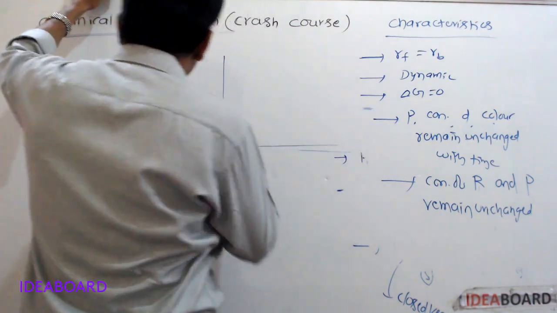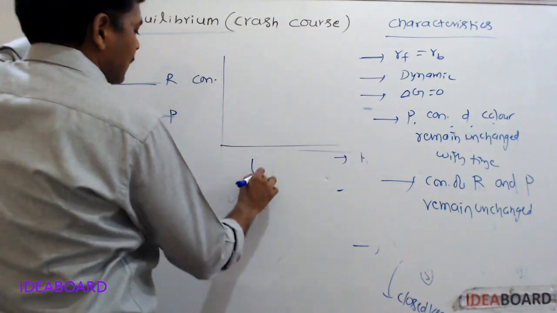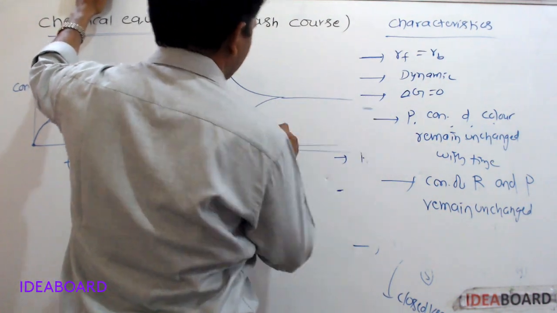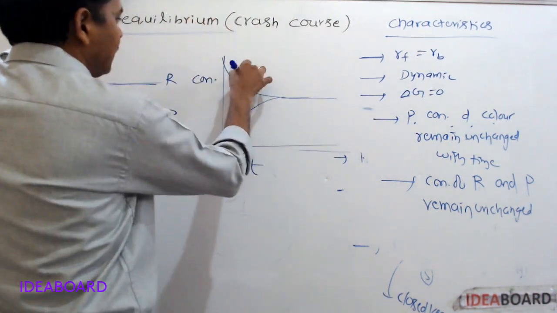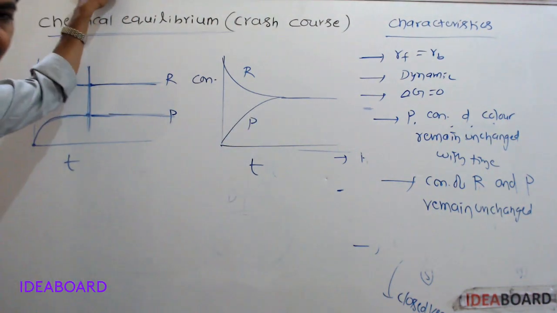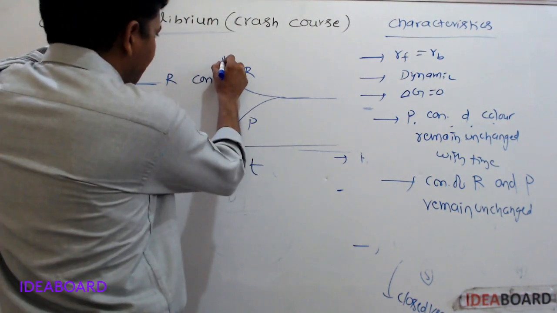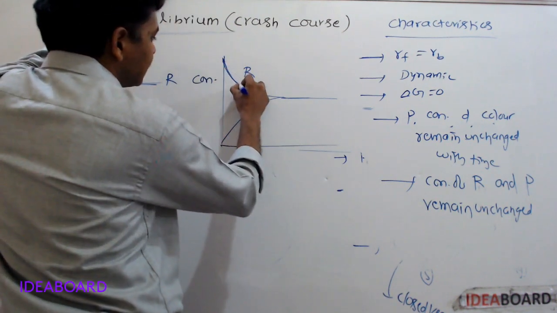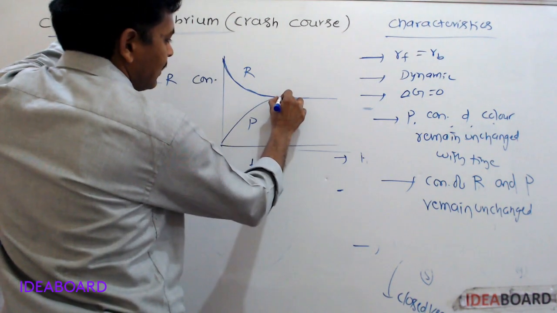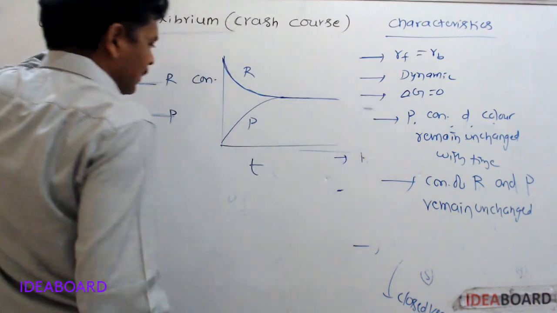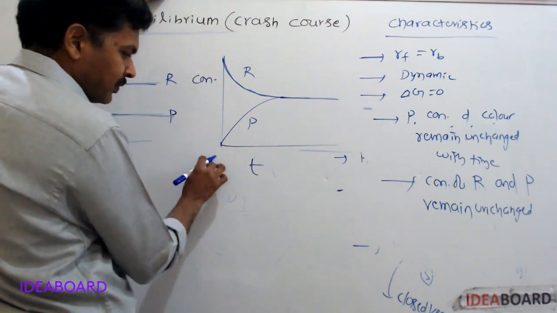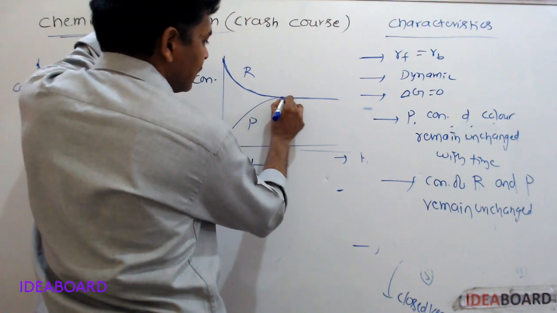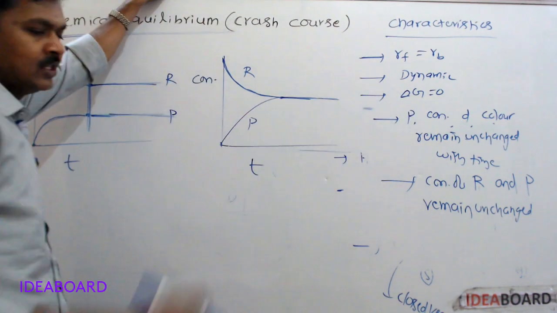Equilibrium can be established like this also: concentration versus time, for reactants, for products. Initially, the concentration of reactants is maximum. As time proceeds, it decreases. Till here it decreases. After reaching this point, it remains the same. Products are initially 0. As time proceeds, the concentration of products increases. Till here it increases. After reaching this point, no change.